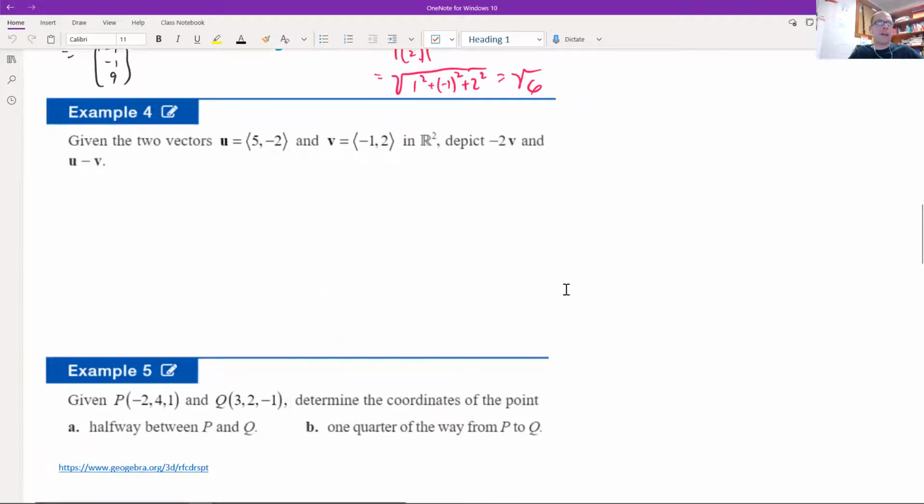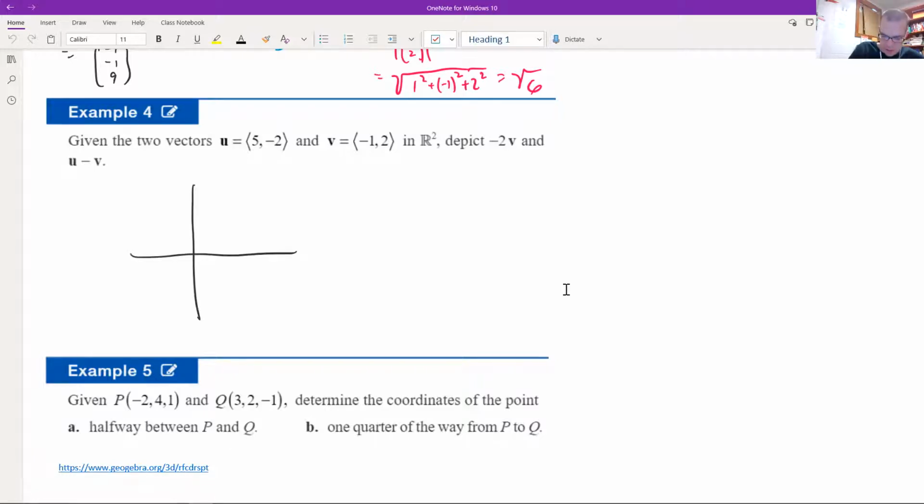Example number 4. Given two vectors, depict -2v and u minus v. Let's go ahead and draw this out. Since it says depict, let's draw.